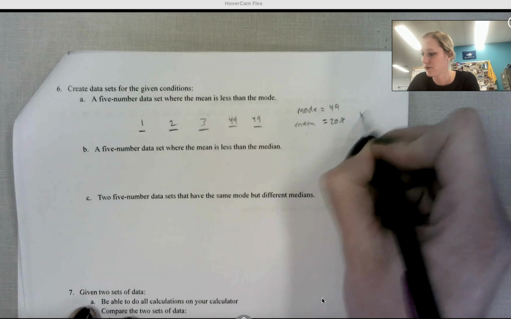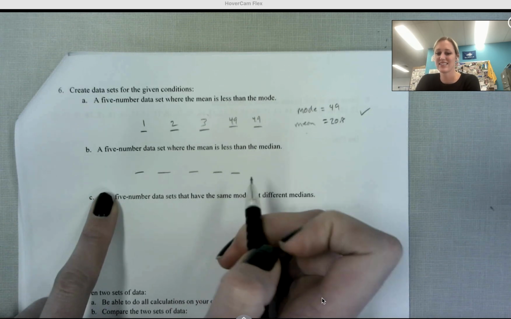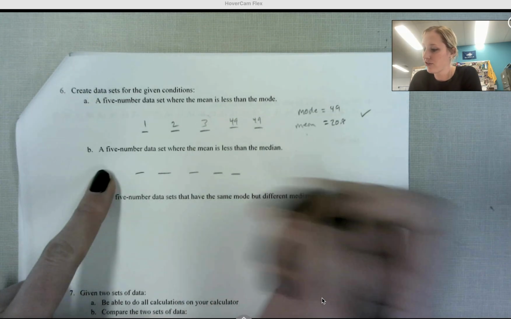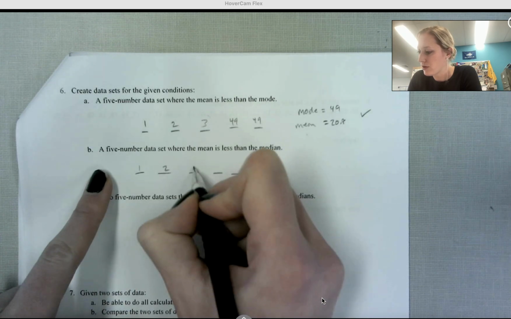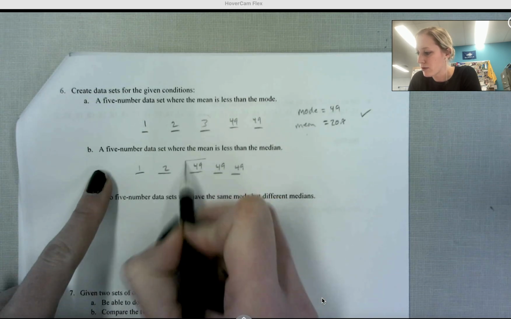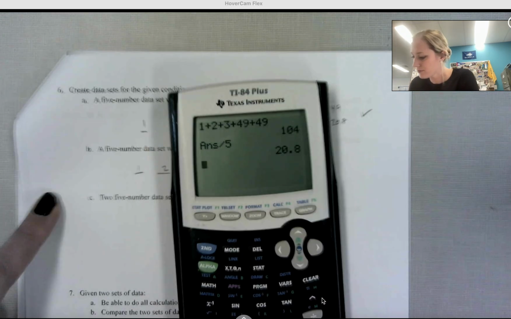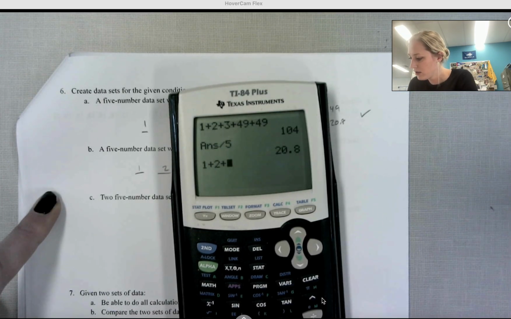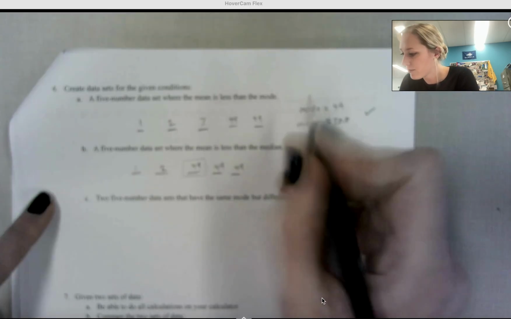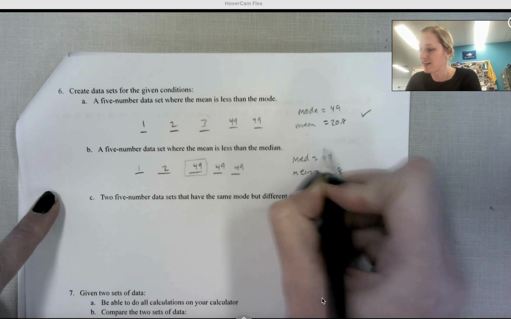That checks out. Now we're going to create a number set, 5 numbers again, where the mean is less than the median. Same thing. If I do that same number set, but throw in another 49, this would be my median. And now if I find the mean and divide by 5, we get 39.8. So my mean is less than the median.